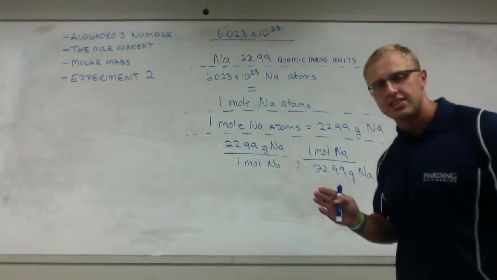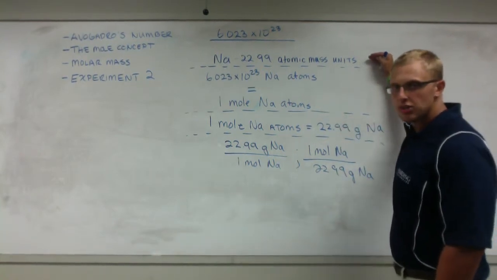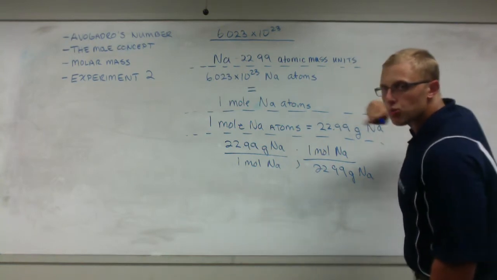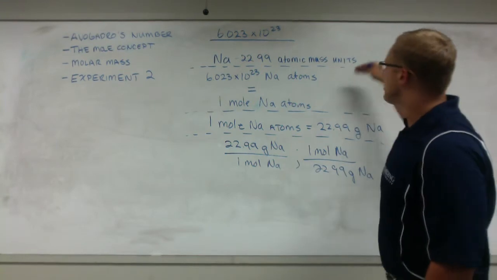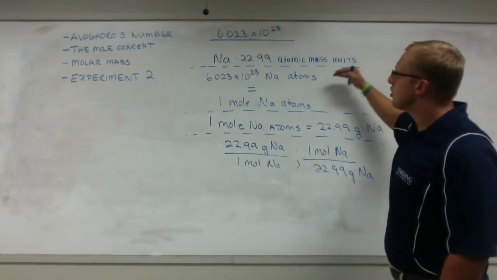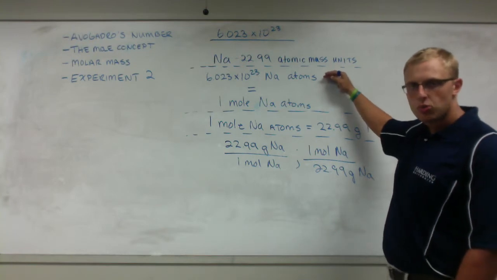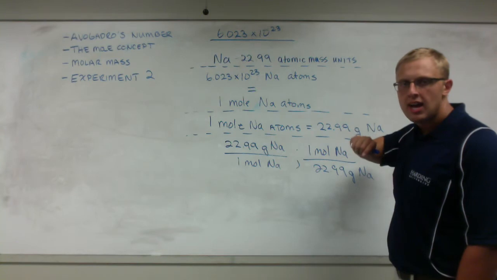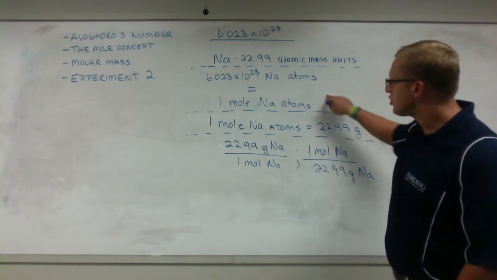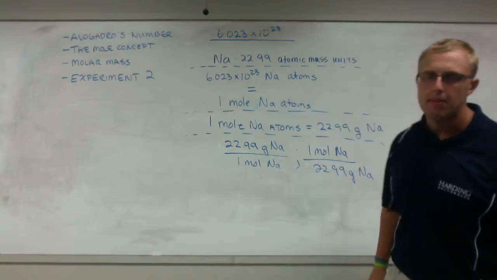All right? It's very simple. I hope you guys understand that we took the atomic mass units. We got that number directly from the periodic table. It's the average atomic mass. That's the number we got here. And then we used Avogadro's number, which is 6.023 times 10 to the 23rd atoms in 1 mole of sodium atoms. And then we used that relationship right there to create an equality with this atomic mass units.